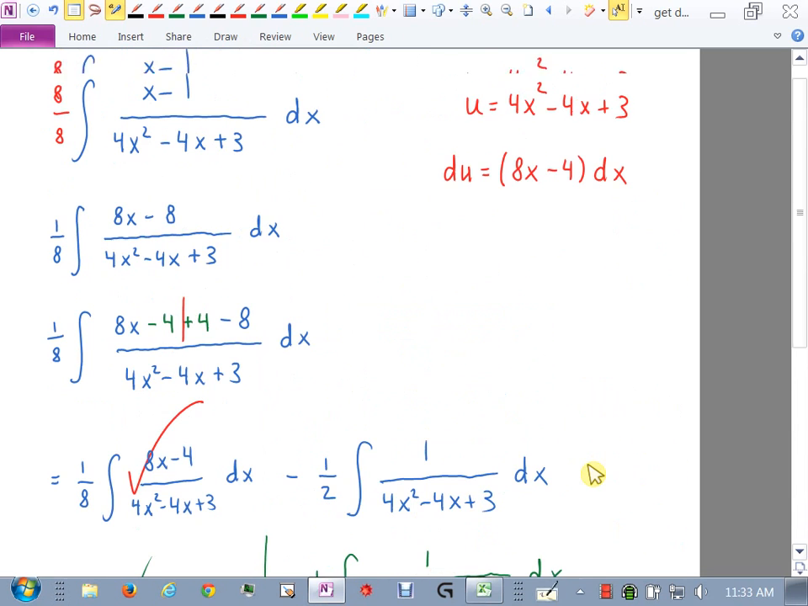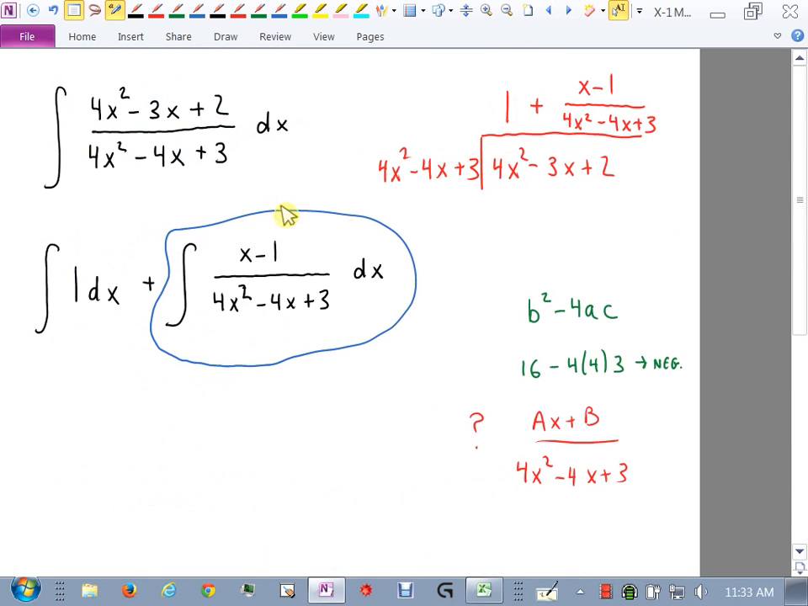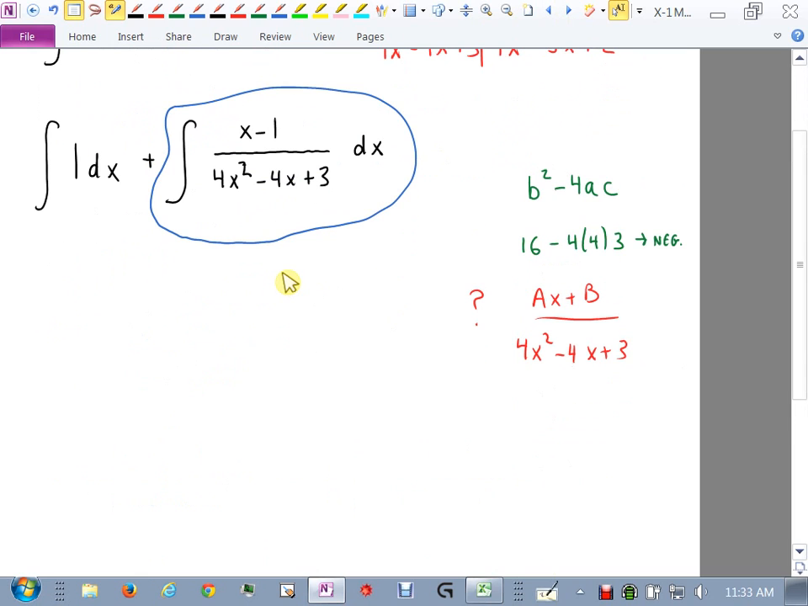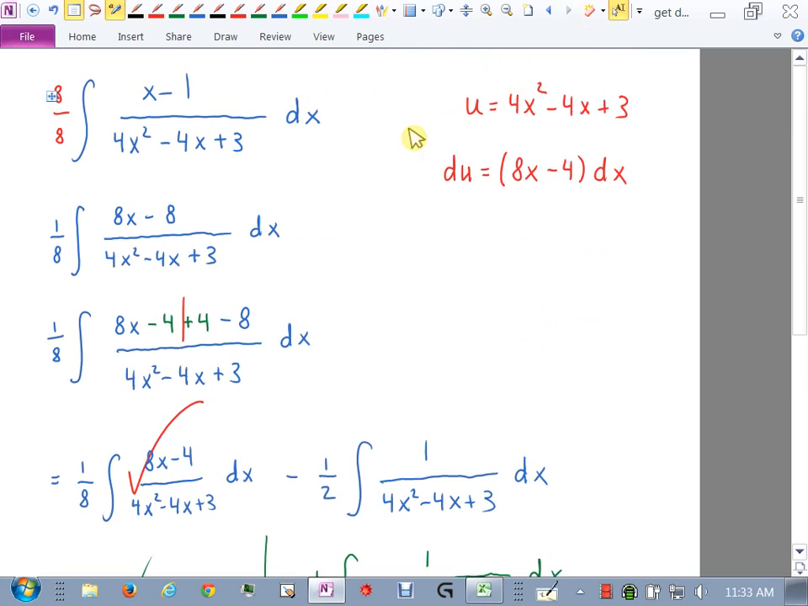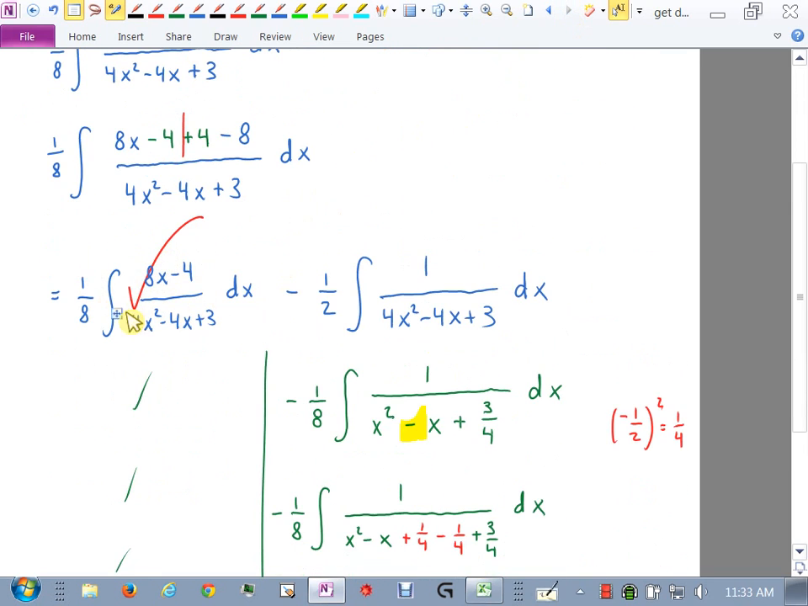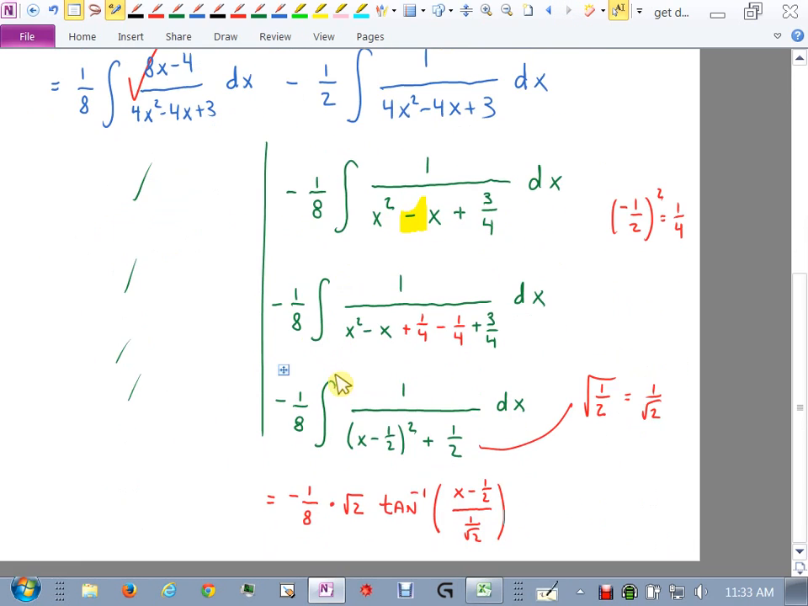Final answer to the original problem, which I wrote in black, so I'll come back here. Oh, I can fit it right in here. So this is now going to be equal to antiderivative 1, which was x, plus, was it plus or minus, the 1/8? That first integral? It's 1/8 natural log 4x squared minus 4x plus 3. That's what we got from this one, right? That we checked right here.